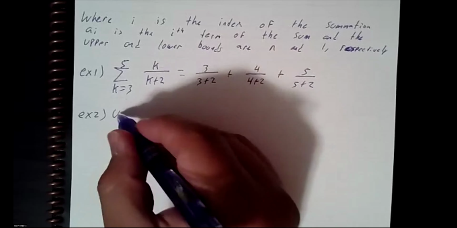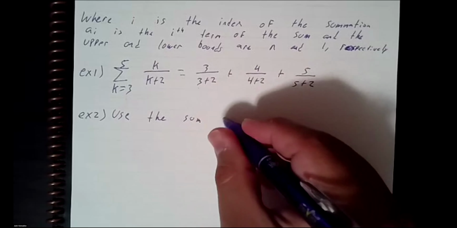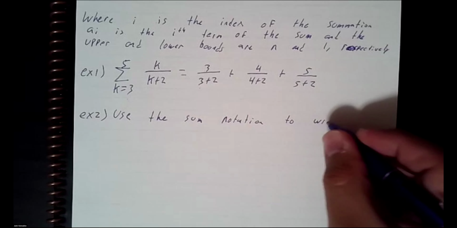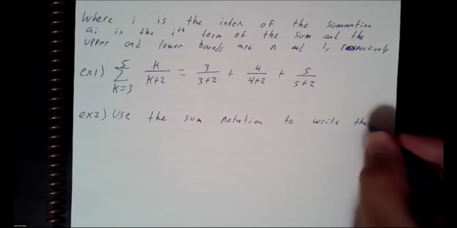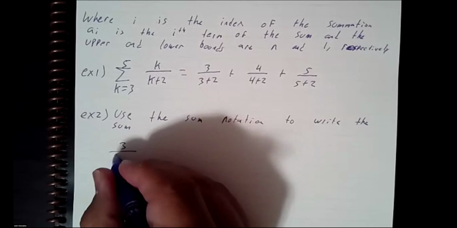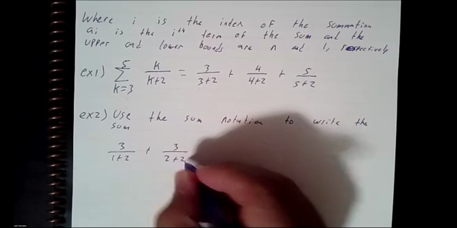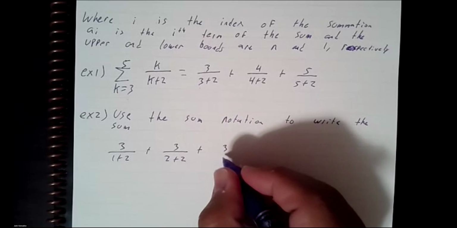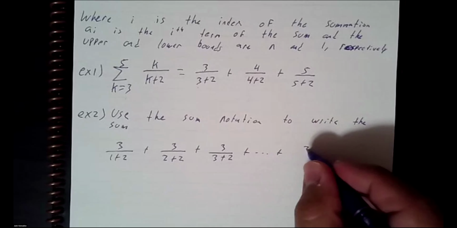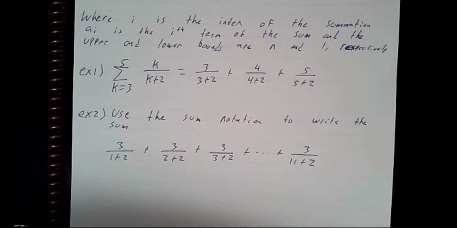So I'm gonna make one up here. I think it's from the homework. I don't remember. Wrote this earlier. Use sum notation to write the sum. So you'll need to help me out here. Do you see the pattern? Do you see what is fixed? Do you see the beginning? Do you see the ending?